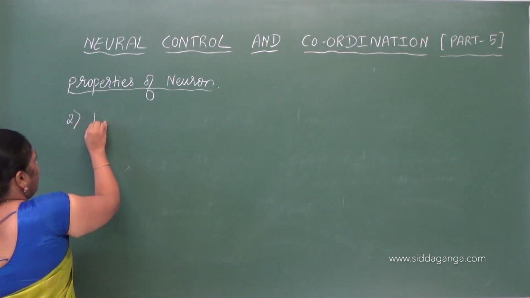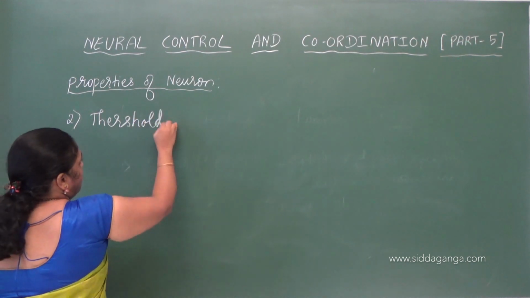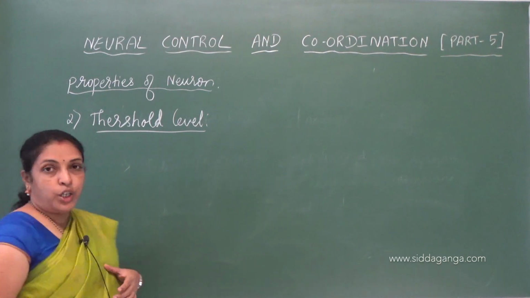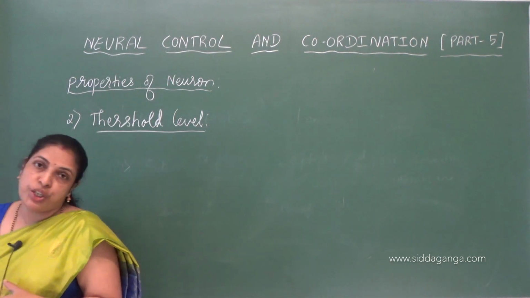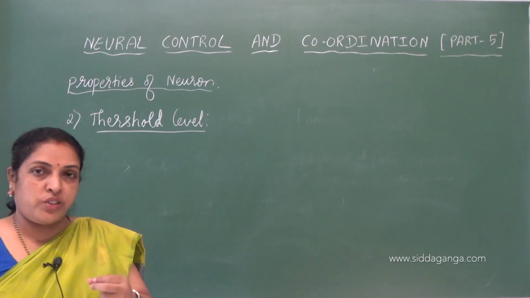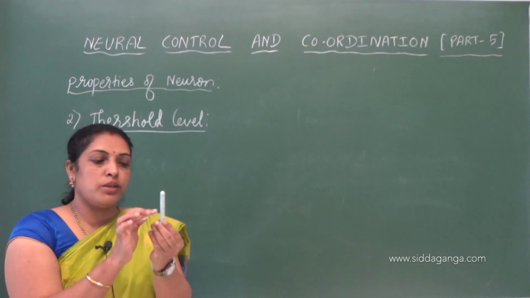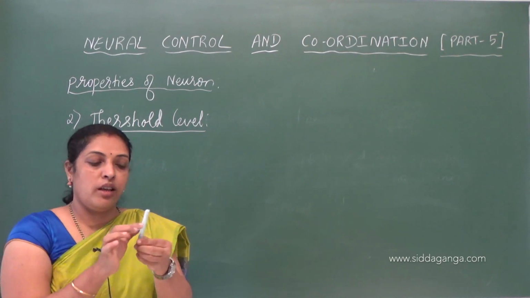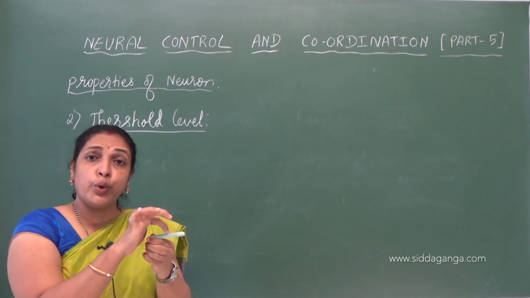Second property, threshold level. Threshold level means, to generate action potential, the stimulus should have a certain minimum strength. Suppose with this chalk, if I just put a little pressure it will not bend, but if I put a minimum pressure it is going to bend.